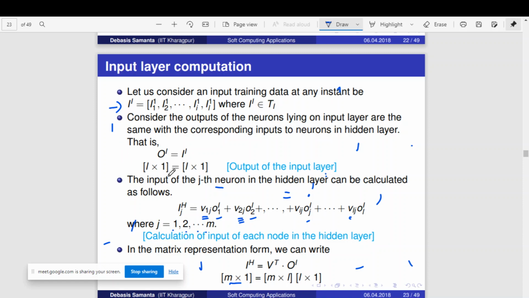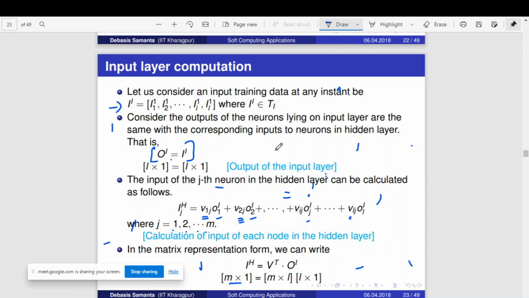So this OI represents what? Output of the input layer. What this equation says is that the output of the input layer is the same as the input of the input layer. That is what it says, because we are using a linear function.